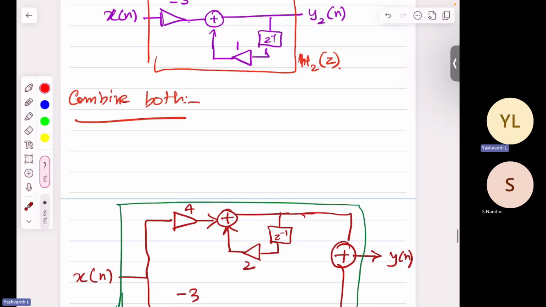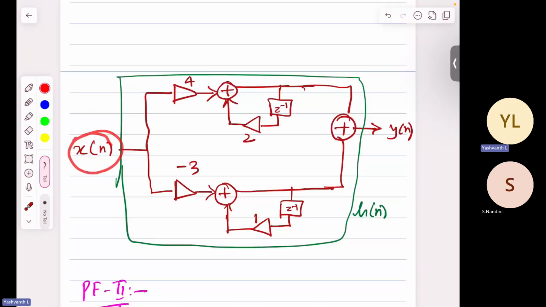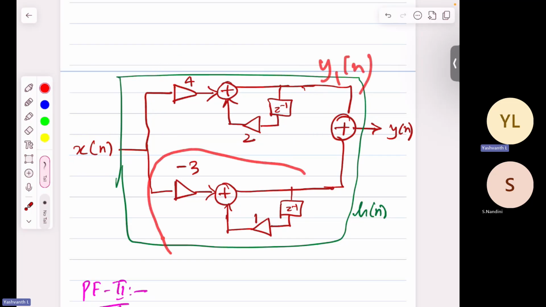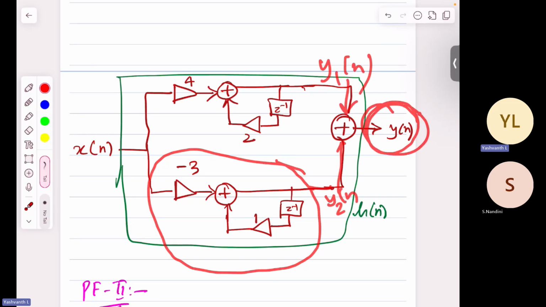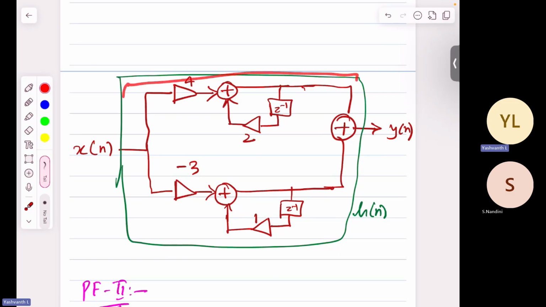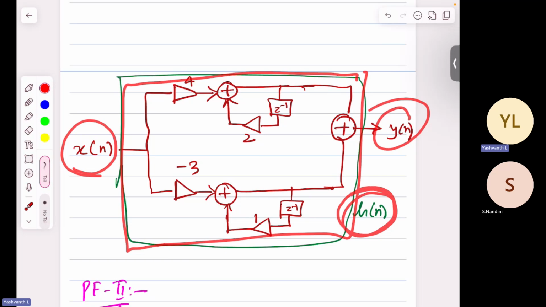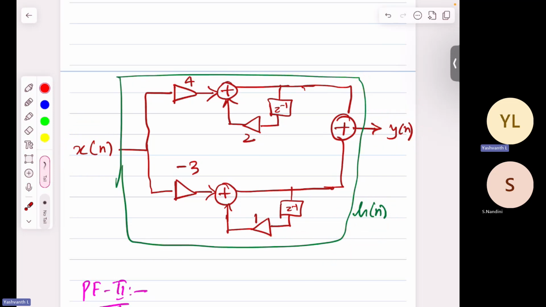So combine both. So you have x of n. The top block implements h1 of z, you get y1 of n. Similarly, the bottom block implements h2 of z, you get y2 of n as output, and you add both of them, you get the net or the final output y of n. So whatever block is sitting between x of n and y of n is the parallel form 1 realization of the given system with the given transfer function.